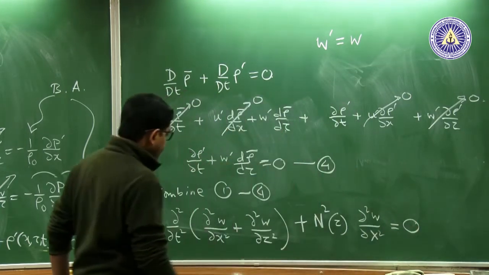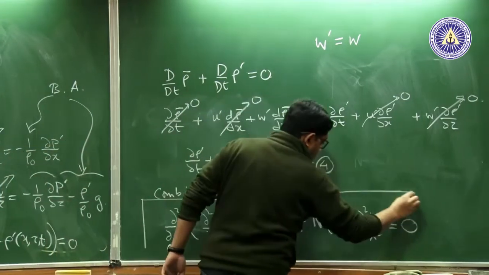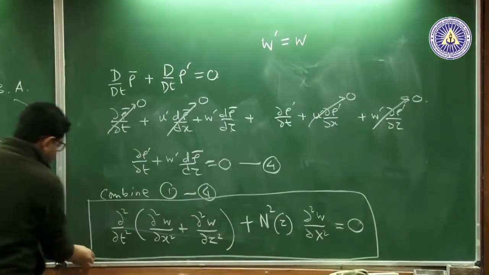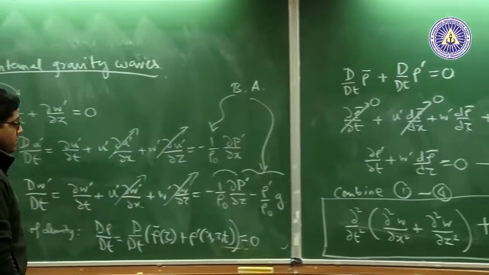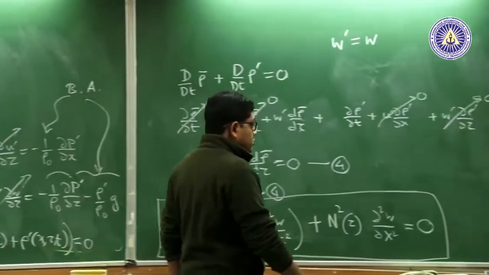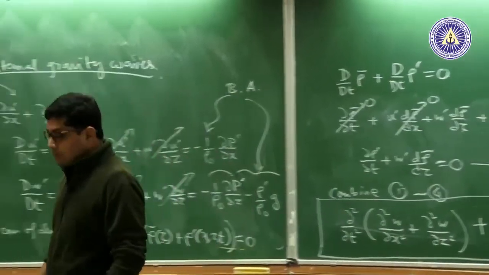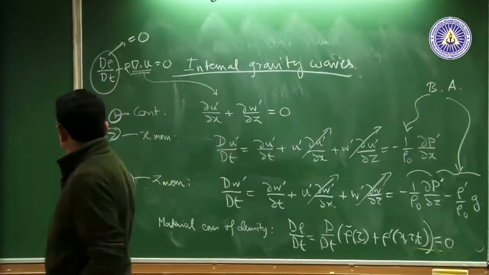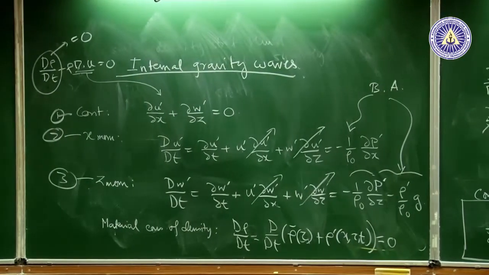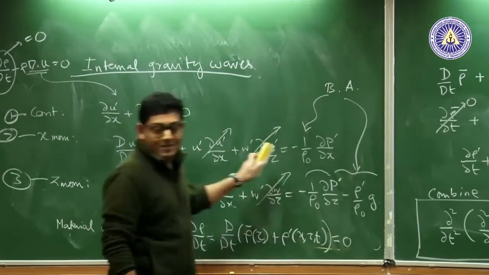Okay. So, this is my governing equation for internal gravity waves. Obviously, there has to be an initial condition and boundary condition. Any questions about this?